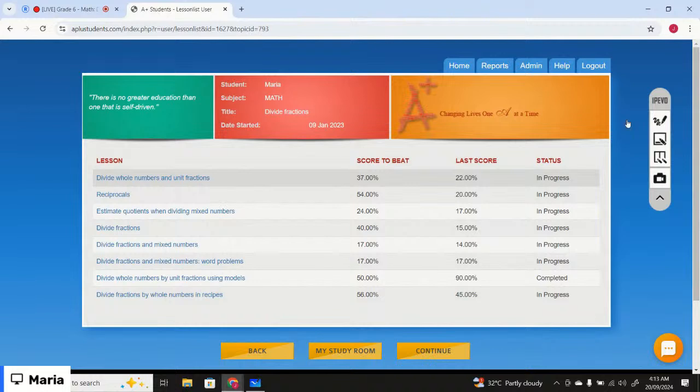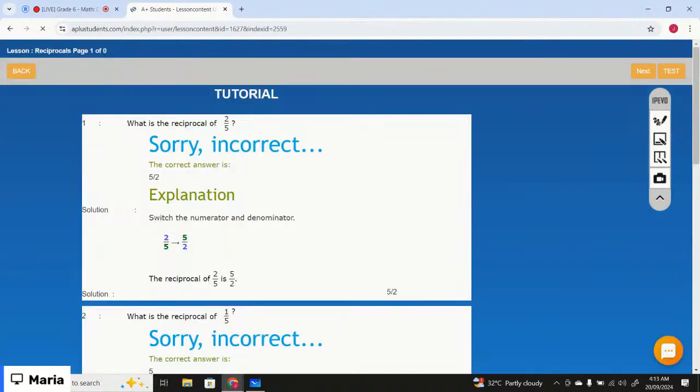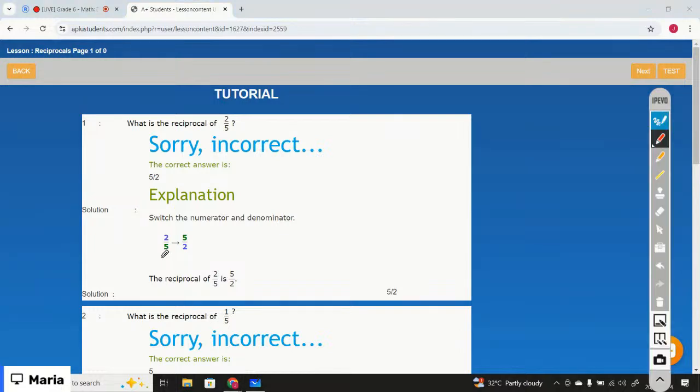The next lesson is reciprocals. Let's just start. Okay, now here is actually the concept. What is the reciprocal of 2 by 5? So just switch the numerator and denominator, right? The fraction is 2 by 5, right? The reciprocal of 2 by 5 is 5 by 2. You simply have to switch the numerator and denominator. Got it?